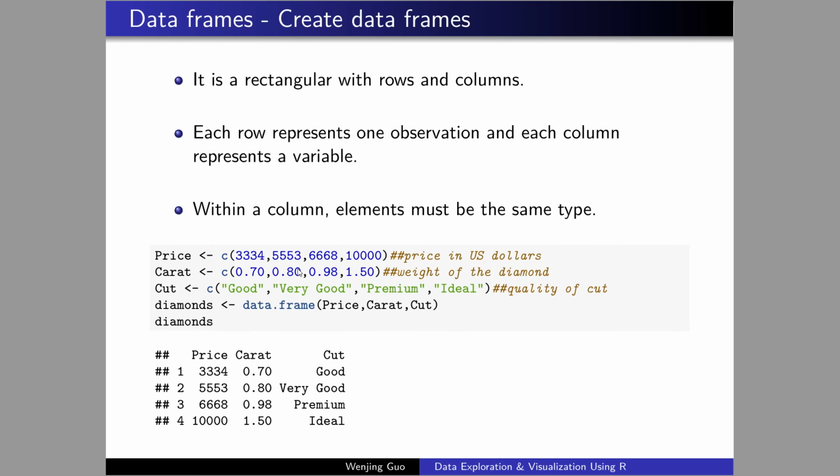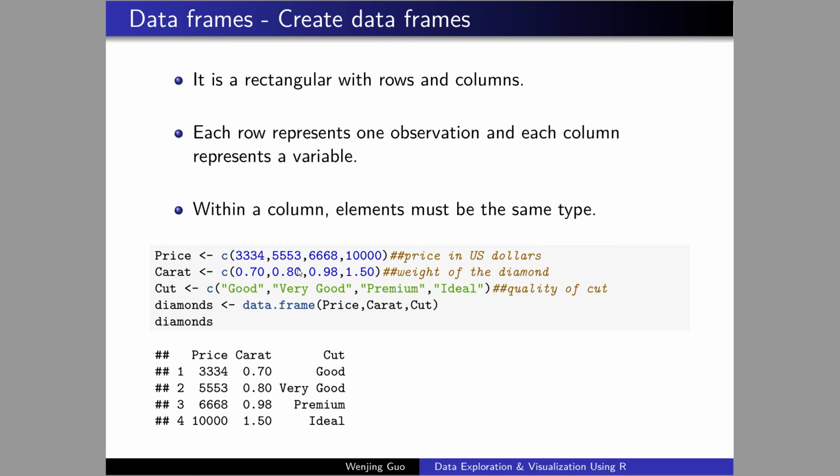The next data structure that we would like to introduce is data frames. A data frame is rectangular with rows and columns. Each row represents one observation and each column represents a variable. Within a column, elements must be the same type, but between columns, elements can be different types. So data frames are more flexible than matrices, because a matrix requires all elements to be the same type.